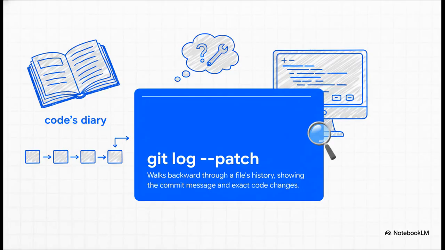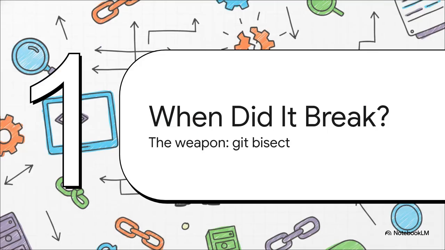So if blame tells you who, then git log with the --patch flag tells you why. It shows you the entire commit message so you can see the author's reasoning, and it shows you the complete set of changes made at that time. It's basically like reading the code's diary, and it's how you can get up to speed on legacy code without reading every single line.